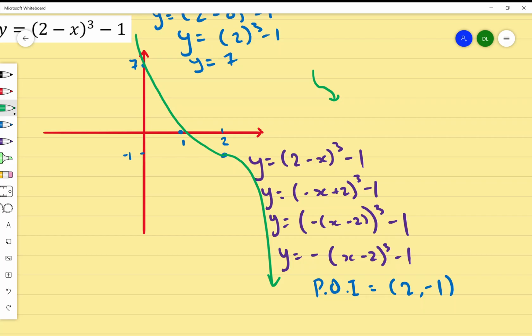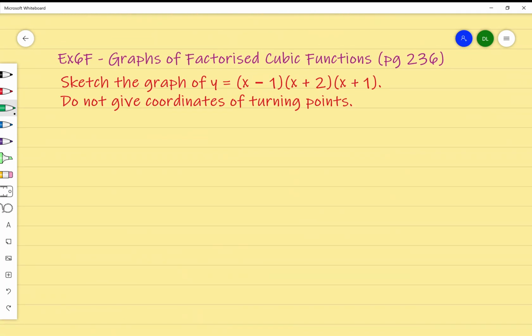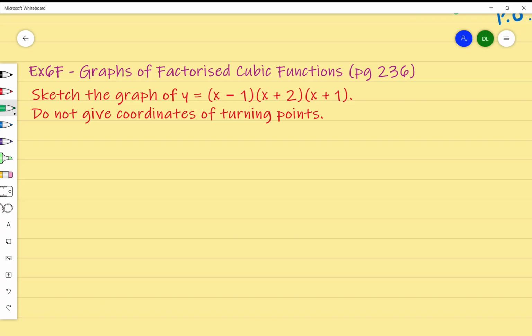It's a very unique kind of equation, but being able to manipulate and take out those negatives and factorize really helps. But at its core, you just need to be able to graph the cubic functions. Now, today we're going to be going through exercise 6F on graphs on factorized cubic functions on page 236. You guys already know how to graph, well, hopefully, a cubic function when it's in that very nice form. Most of the time, it's not going to be. Sometimes, it's going to be nicely packaged as a factorized equation.